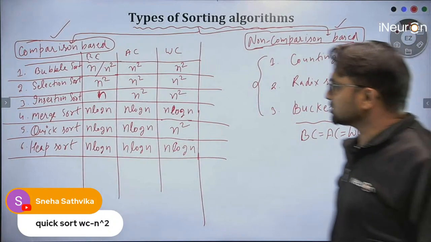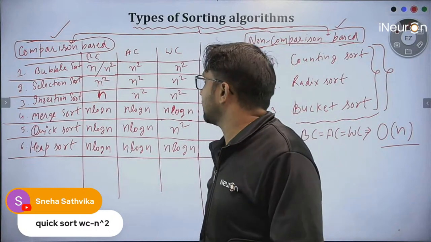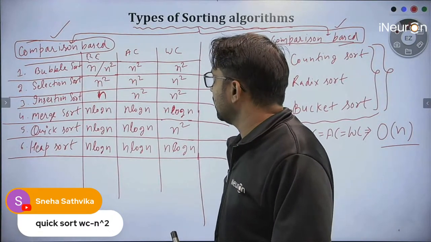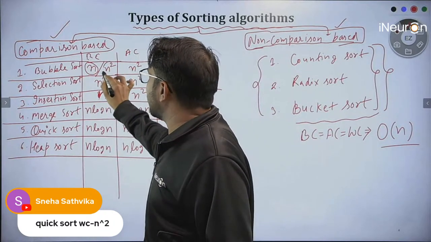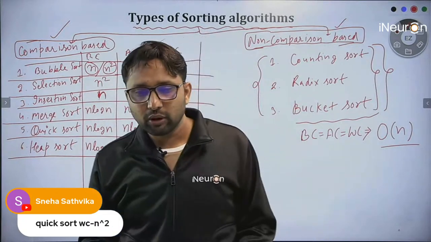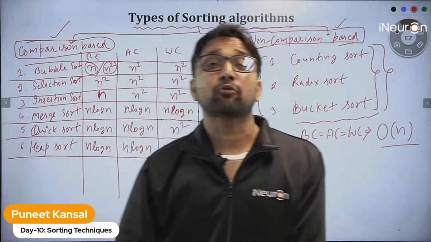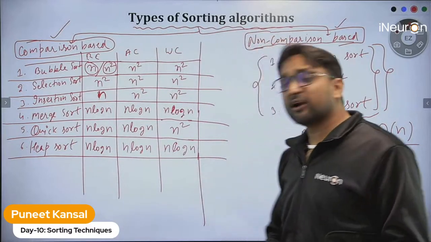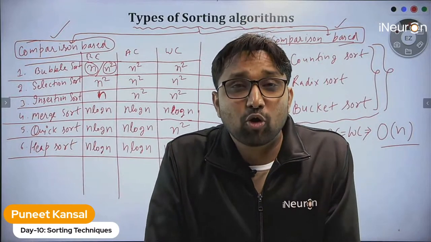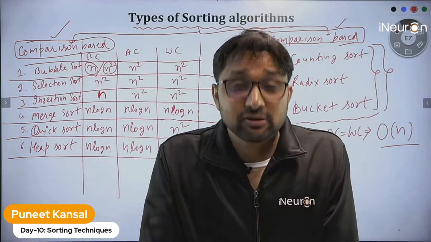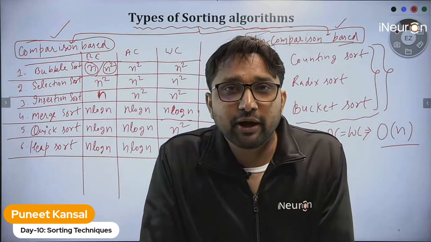Based upon this, let me ask you some interview questions. First of all, let's remove this dilemma. Bubble sort complexity is N or N square. If somebody is asking you in interview, what is the bubble sort best case time complexity? Then what you can say is that the bubble sort best case time complexity is N square. But we can improve it to N.